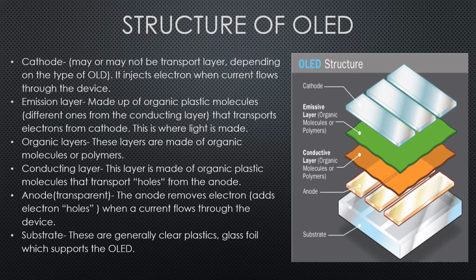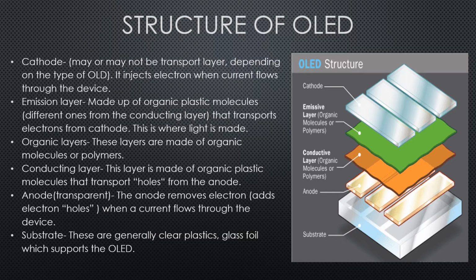So let's get started with the structure of OLED. As you can see from the given diagram, the topmost layer is the cathode. It injects electrons when current flows through a device. The second layer is the emissive layer. It is made up of organic plastic molecules that transport electrons from the cathode. This is where light is made.